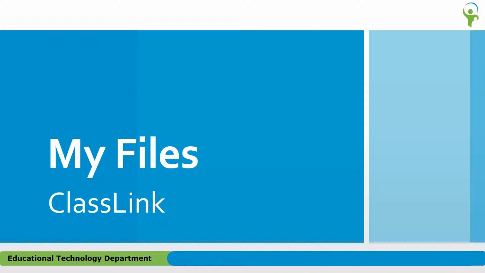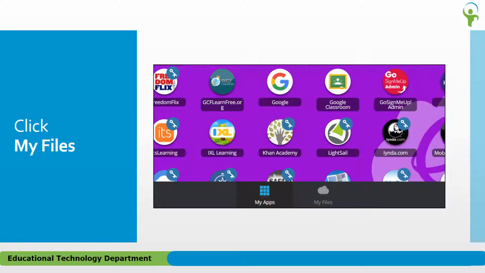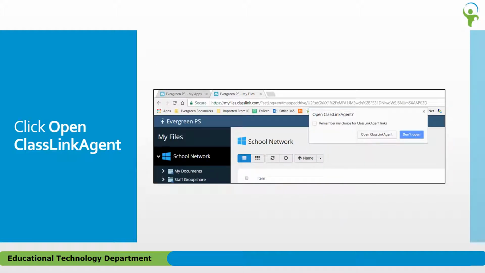My Files is the place within ClassLink where you can access, edit, and store all your files and folders located on your school network and cloud drives. To do this, log into ClassLink and click on My Files, located at the bottom of the screen. My Files will open in its own tab.